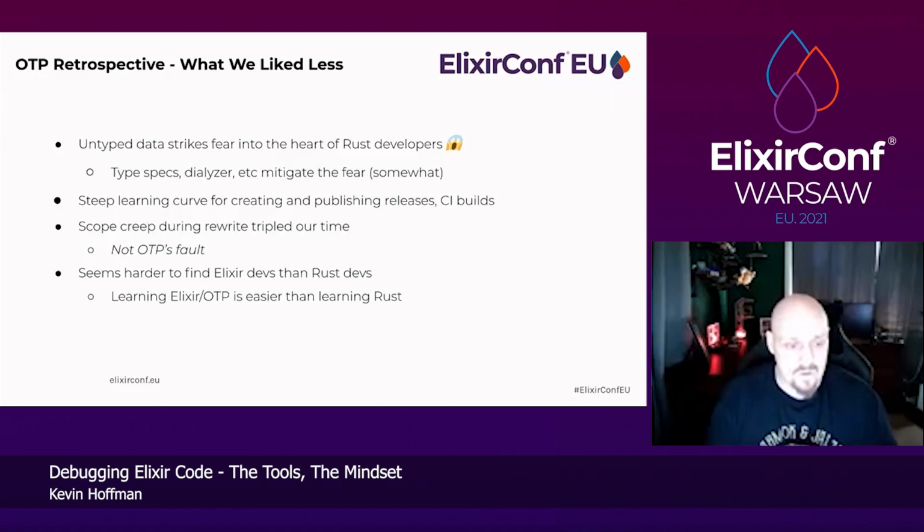One of the things we've noticed is that it seems fairly hard to find self-proclaimed Elixir developers compared to Rust. On the other hand, taking people who've had no exposure to Elixir and getting them up and running on Elixir and OTP is actually fairly easy and straightforward, and has a significantly less painful learning curve than Rust.